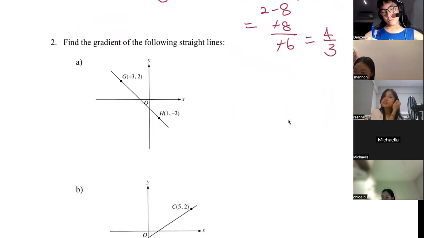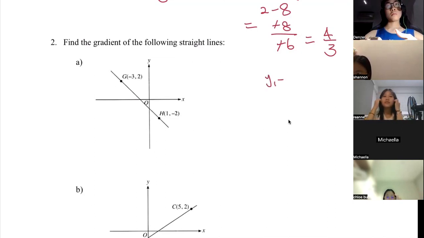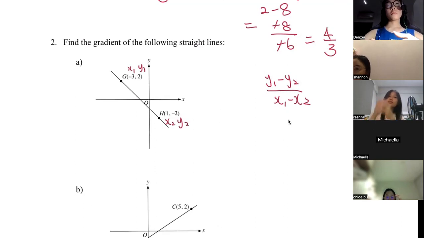Okay, question 2. I want to find the gradient of the following straight line. Very simple. It's just plugging inside the formula. For 2A, I got a different answer from you, Shannon and Rian. Who is correct? But for 2B, both of you are correct. Okay, let's see. Formula is what for gradient? Y1 minus Y2 over X1 minus X2. This is my X1, Y1. This is my X2, Y2. Can I swap them around? Who say yes?